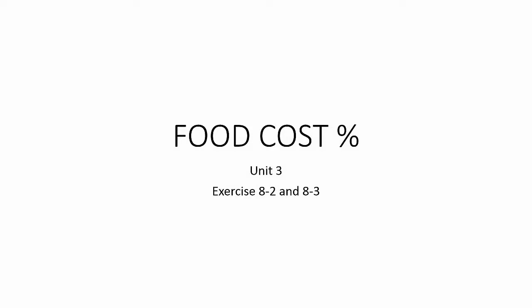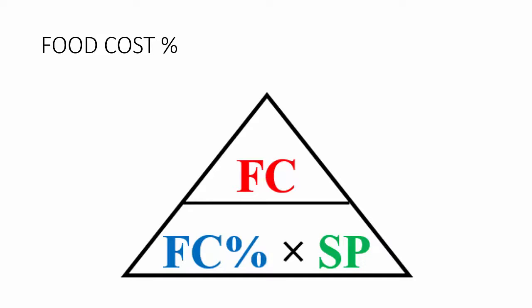Welcome to Unit 3, Exercises 8-2 and 8-3, Food Cost Percent. We will be using the third and final pyramid. Like the previous two, this pyramid works the exact same way. If we have two values that are on top of each other, we divide to get the missing third.